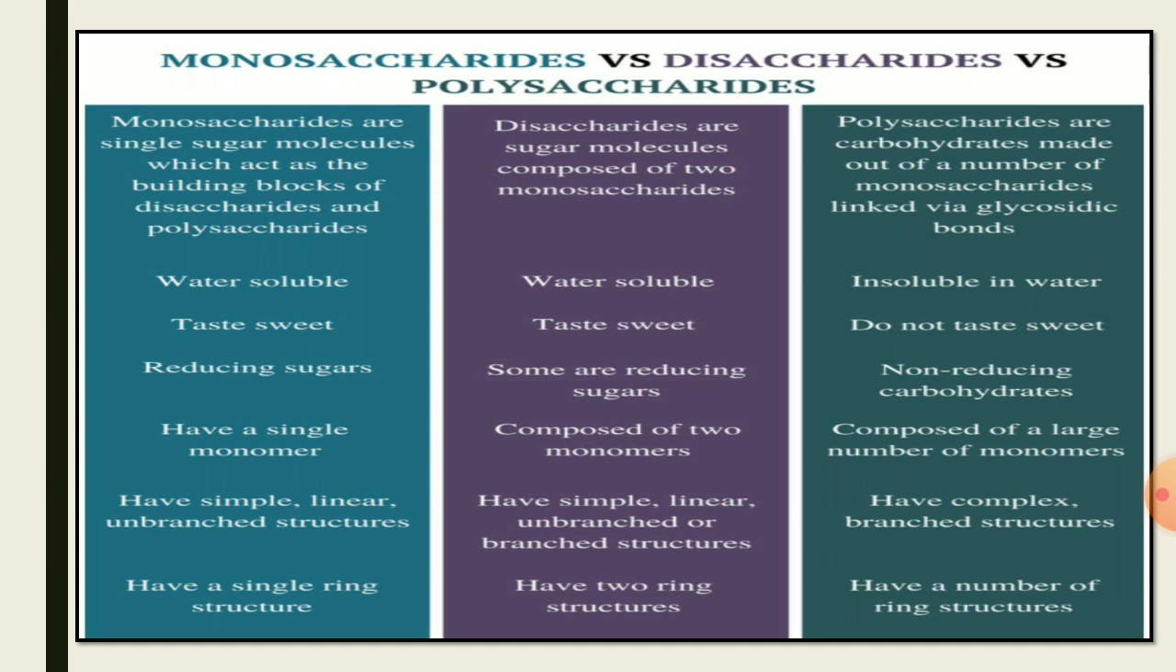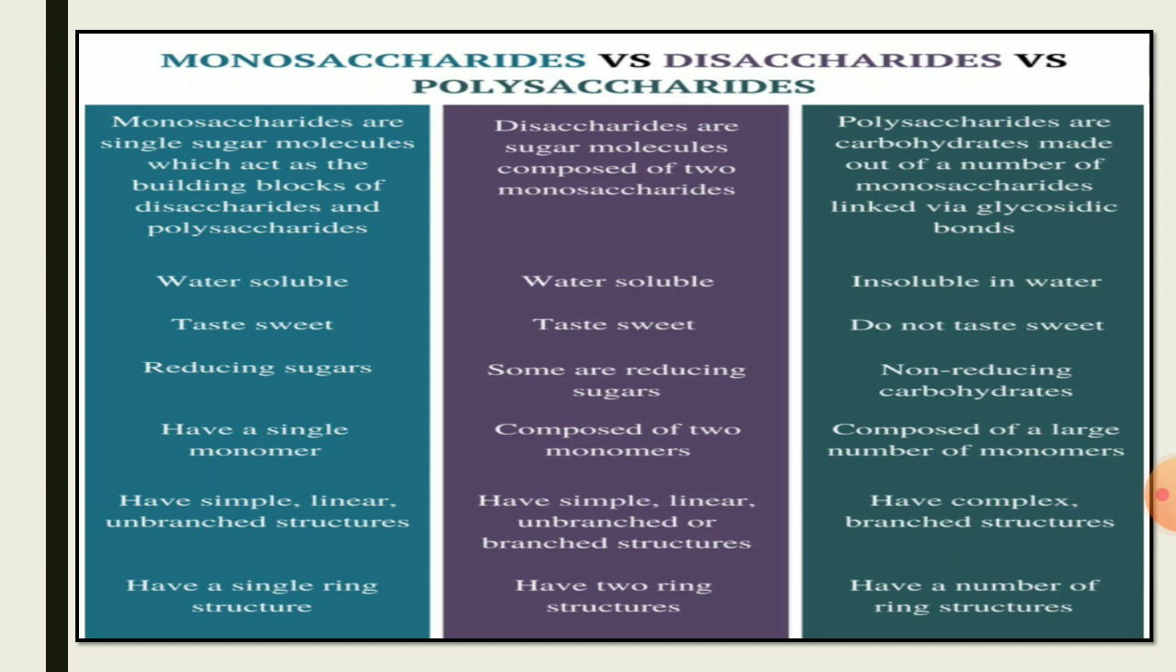Monosaccharides are reducing sugars. Some disaccharides are reducing sugars, but polysaccharides are not reducing carbohydrates. Monosaccharides have a single monomer. Disaccharides have two monomers. Polysaccharides are composed of a large number of monomers. Monosaccharides have a simple, linear, unbranched structure. Disaccharides have simple, linear, unbranched or branched structures. Polysaccharides have branched structures only.